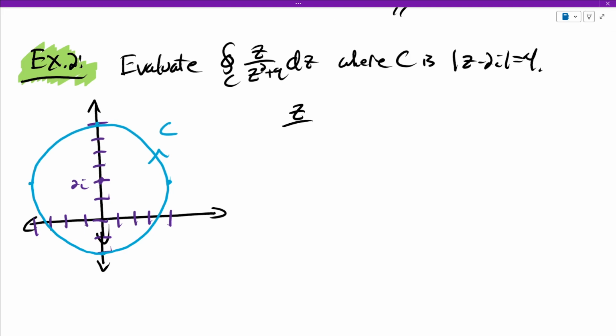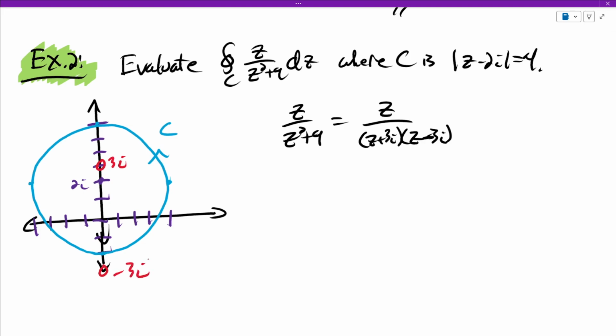Now this function z over z squared plus 9, z squared plus 9 looks like it is 0 within this contour. We can factor z squared plus 9 as (z plus 3i)(z minus 3i). And z equals 3i is therefore a zero. That's up here, this is 3i. But we seem to avoid the other one. The other one's down here at negative 3i.